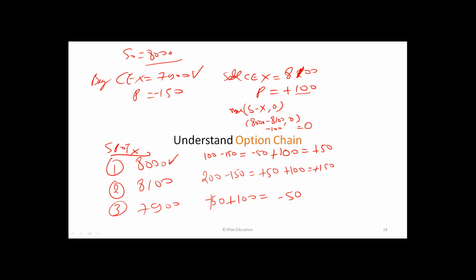Okay. So then you have to calculate profit from 7,900 and 8,000. The difference is 100, and 150 you paid. So 50 is your loss. And here 100 is saving. So plus 50 you are making. So you got it, Avik? Confusion is done.